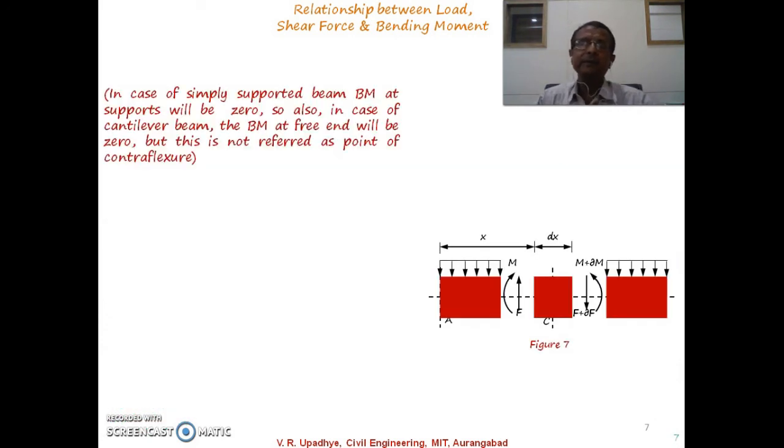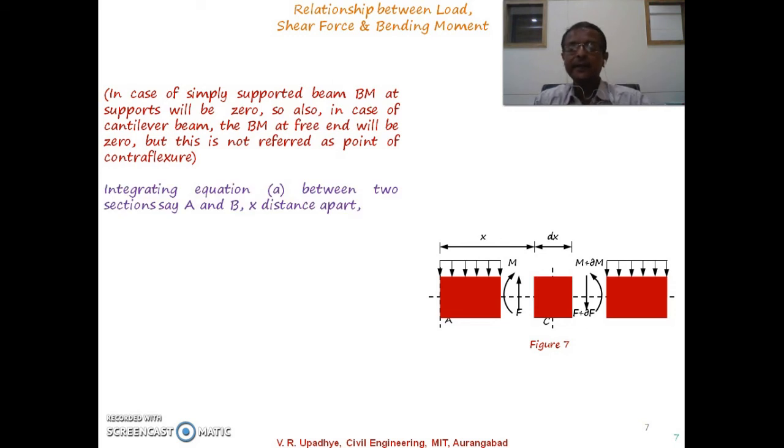In case of a simply supported beam, bending moment at supports will be 0. In one of the numericals we have done earlier, we see that at the two supports the bending moment was 0. And in case of a cantilever, in whatever numerical we have done, at the free end the bending moment was 0. But this is not referred to as a point of contraflexure. What we have discussed earlier is that a point of contraflexure is a point at which the bending moment is changing either from positive to negative or negative to positive, or say sagging to hogging or hogging to sagging.